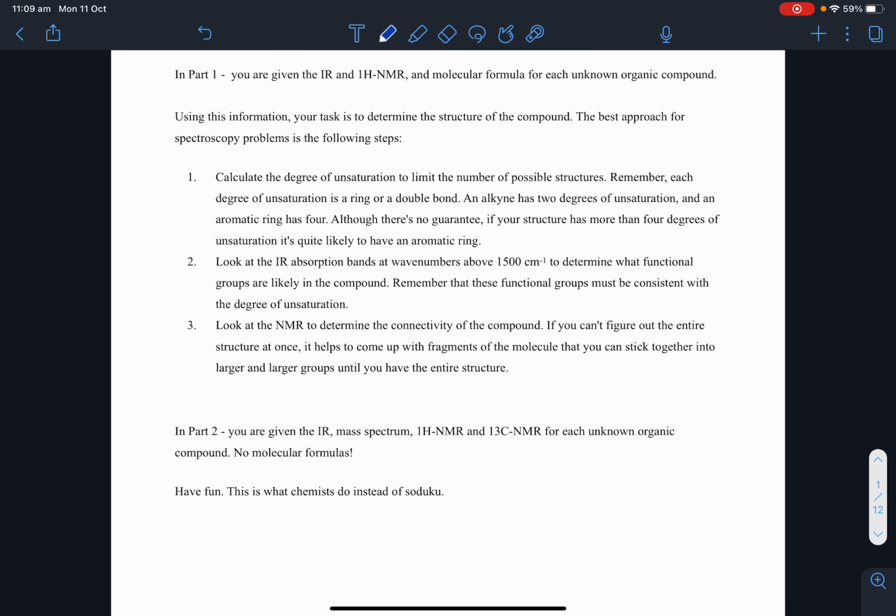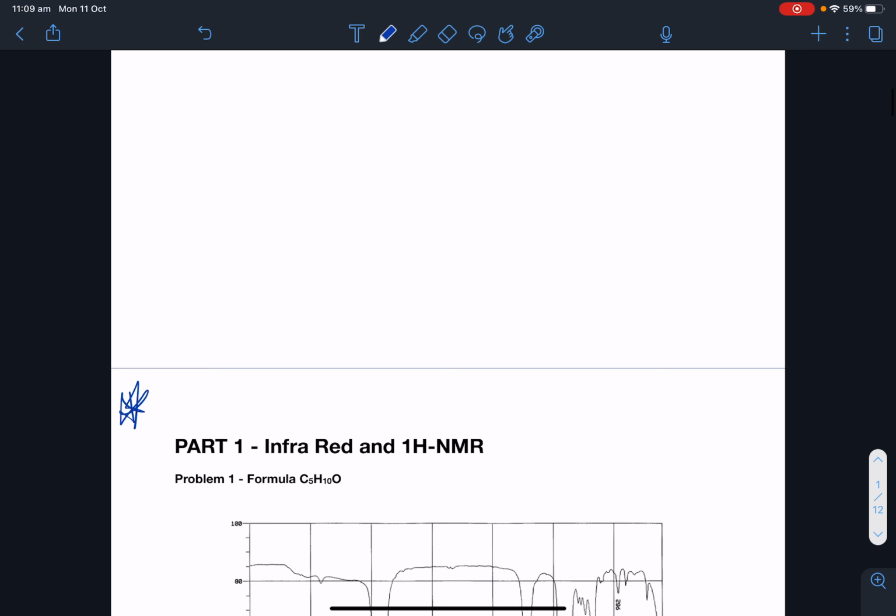First, if you're given a molecular formula, you need to calculate the degree of unsaturation and think about some possible structures from that. A molecular formula can give you a lot of information. So in this first section of problems, I've given you a molecular formula to help you out, and I've also given you an IR spectrum for the molecule and then some NMR.